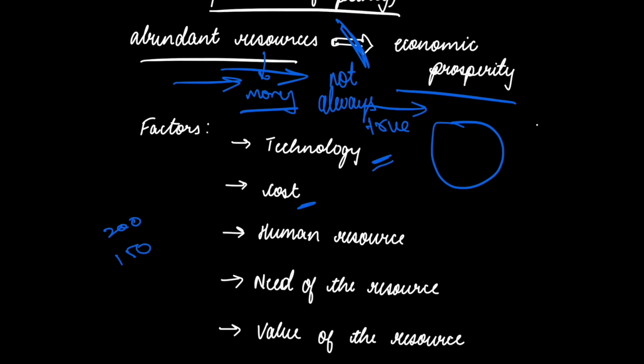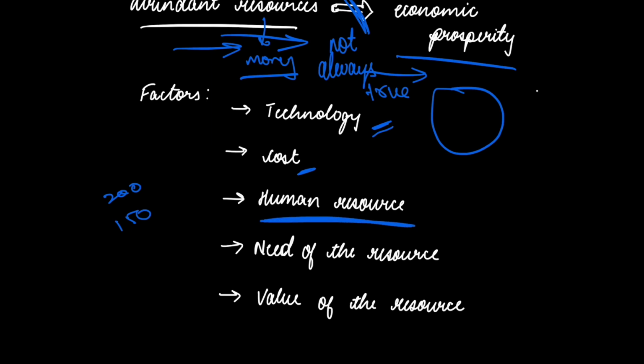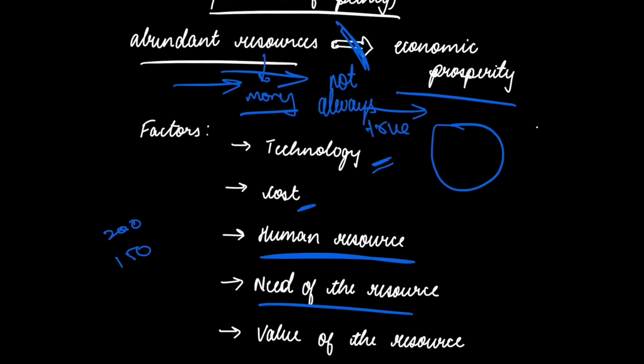And the next one is human skill, and the need for the resource. If that resource is of no use for us humans at present, then why will we take it? If there is a need for it, then only you will take the resource. And next is the value of the resource. I have already explained that if it's 150 and your extraction cost is 200 or something like that, then there is no point in taking it.